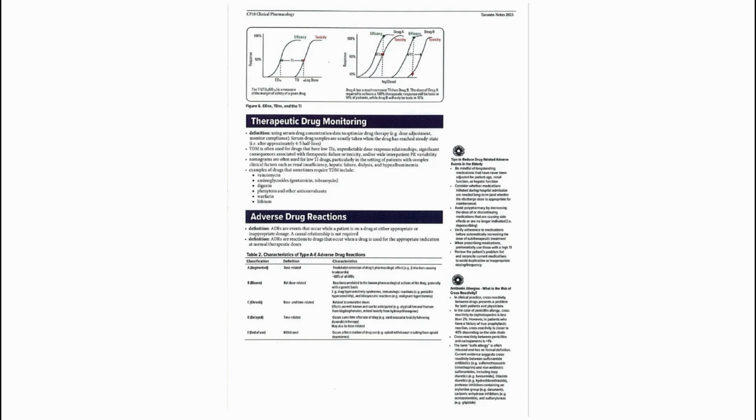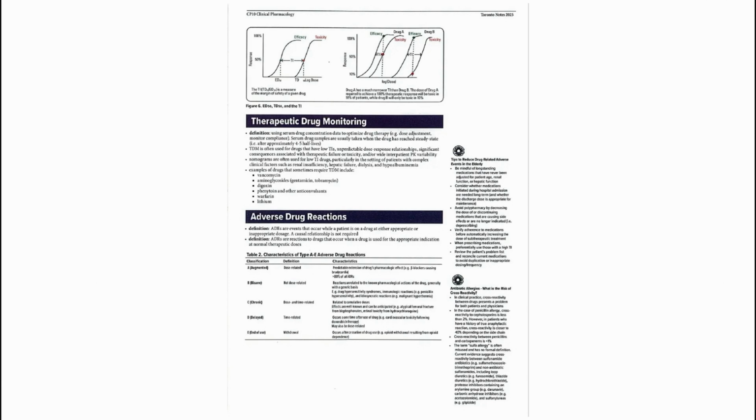The therapeutic index is a measure of a drug's margin of safety. It compares the dose that produces toxicity with the dose that produces the desired therapeutic effect. The formula is therapeutic index equals TD50 over ED50, or toxic dose 50 over effective dose 50. ED50 is the median effective dose, the dose that produces the desired effect in 50% of the population. TD50 is the median toxic dose, the dose that produces toxicity in 50% of the population.